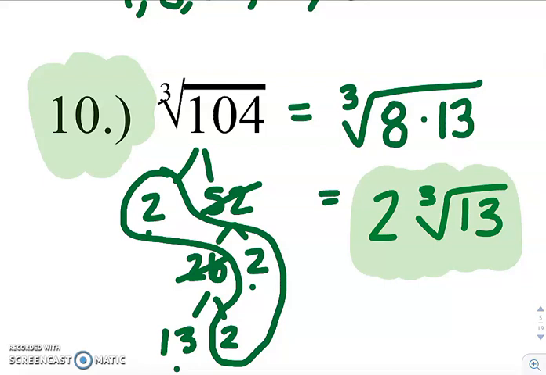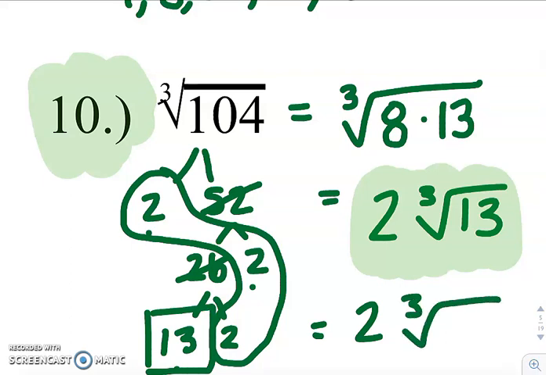What is 2 times 2 times 2? 8. That's your perfect cube value. Because we found it in a group of 3, we know that's the number to pull out. That group comes outside, and anything left not within a group of 3 stays underneath your radical. It doesn't matter how you get there, but you need to be able to identify those perfect cubes within that number to simplify it.